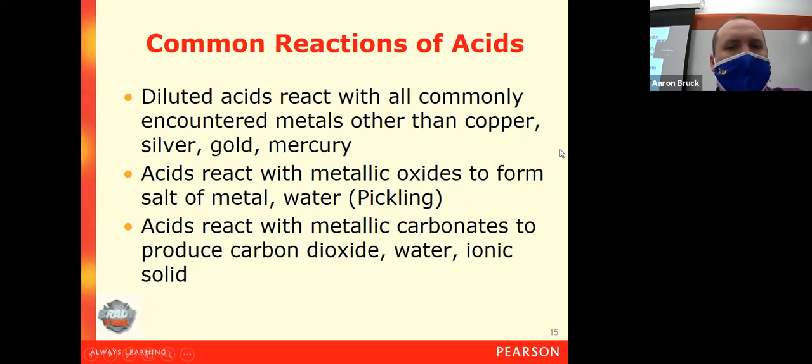When acids react, there are a number of common reactions that they undergo. Acids, for the most part, will react with virtually all metals. There are some exceptions. The exceptional metals are basically what we would call the inert metals. The inert metals are things like copper. Copper does not react with acids unless those acids are capable of oxidizing copper. So hydrochloric acid will not react with copper, but nitric acid, because nitric acid is an oxidizer as well as an acid, will.